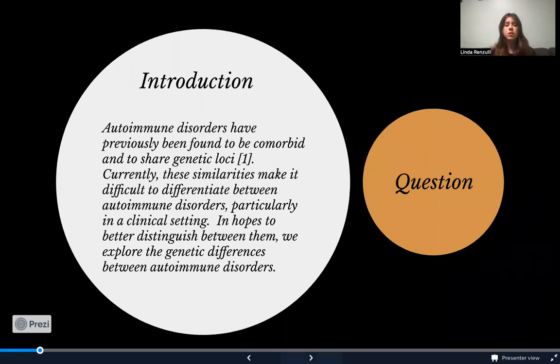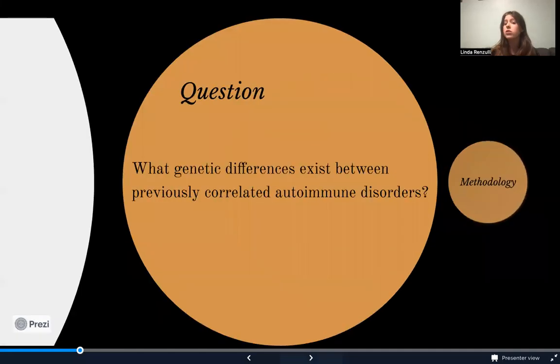So autoimmune disorders have previously been found to be comorbid and to share genetic loci. Currently, these similarities make it really difficult to differentiate between autoimmune disorders, particularly in a clinical setting. In hopes to better distinguish between them, we explore genetic differences amongst autoimmune disorders. So the main question we're grappling with here is what genetic differences exist between previously correlated autoimmune disorders?